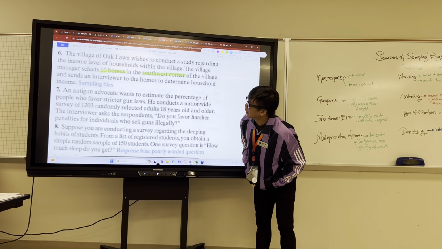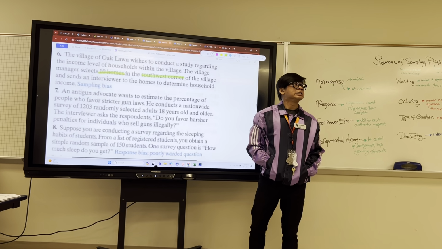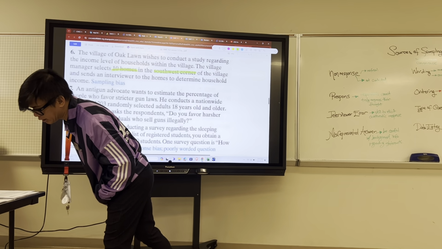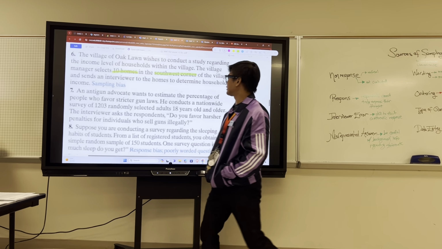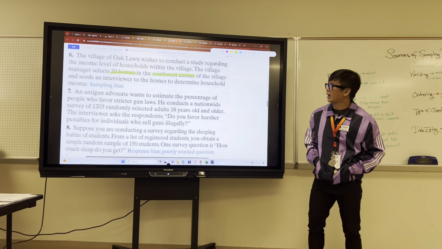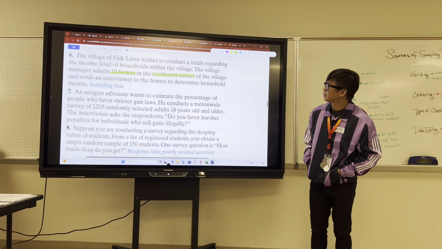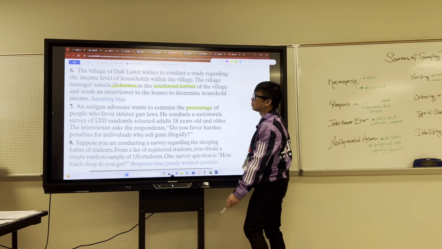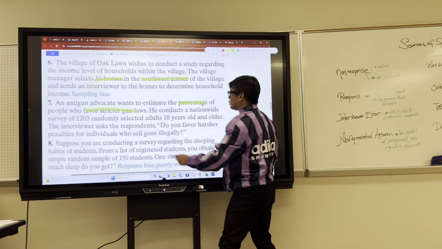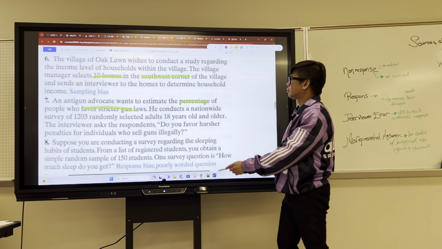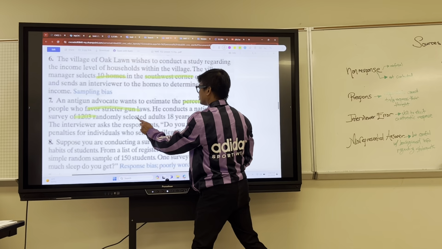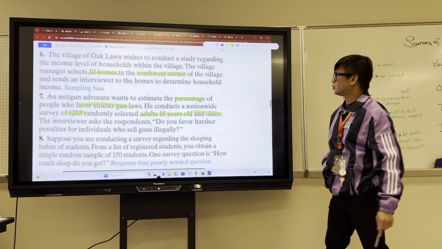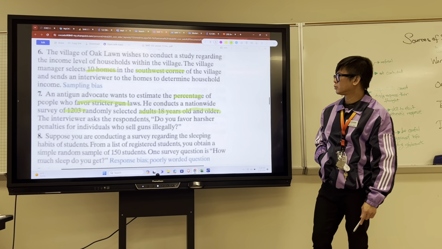Next one. Question number 7. All right, let's read that one in here. Liana, go ahead, please. An anti-gun advocate wants to estimate the percentage of people who favor stricter gun laws. He conducts a nationwide survey of 1,200 randomly selected folks 18 years old and older. The interviewer asked the respondents, do you favor harsher penalties for individuals who sell guns illegally?